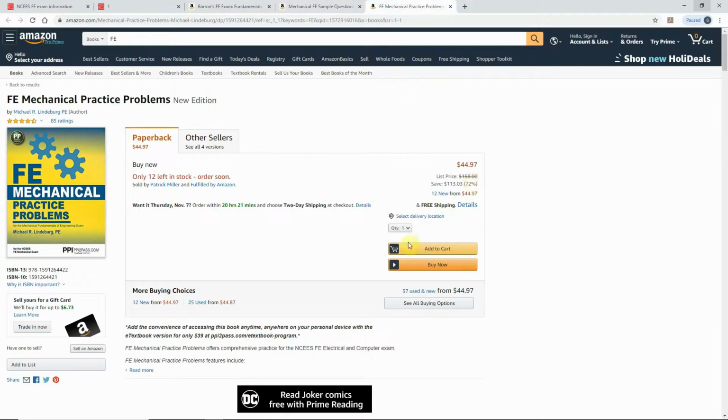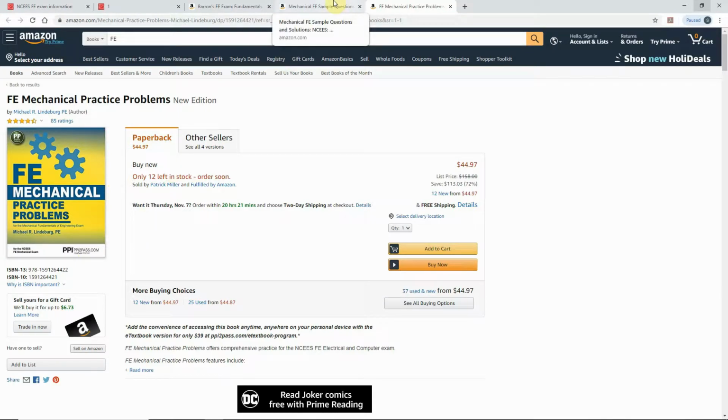The next resource I used was this FE Mechanical Practice Problems, and this is the one that I used just for straight bulk practice. I thought this one was pretty good overall. I didn't end up hitting every single problem in here, but overall I thought it was good, and the problems were actually I think substantially harder than the exam itself. So if you can do these problems well, I think you're in pretty good shape.